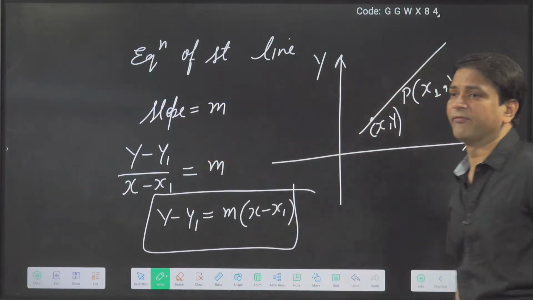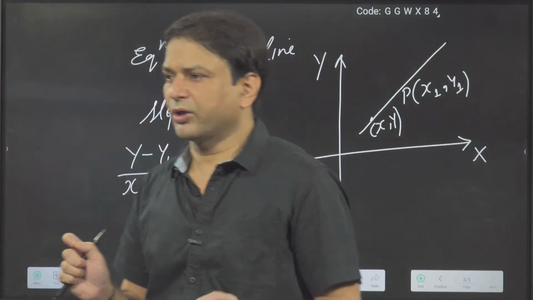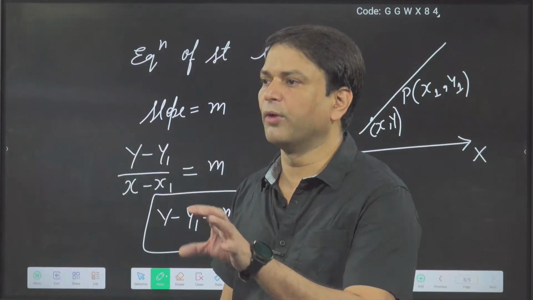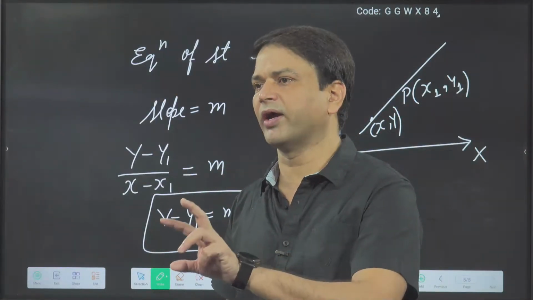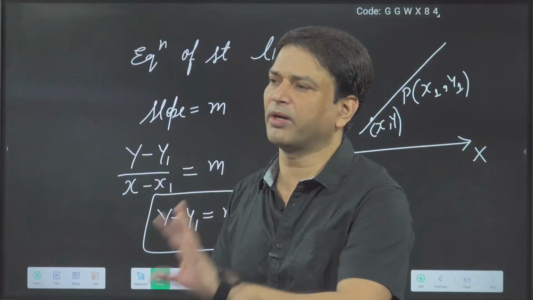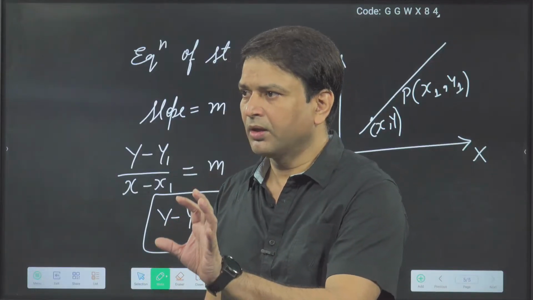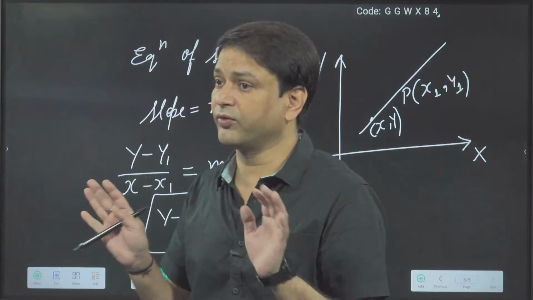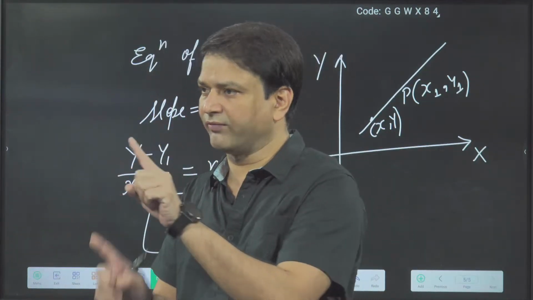Now everybody will remember this formula. The equation of a straight line which has the slope m, and is passing through the point x1 comma y1. Now what is the formula? y minus y1. y and x will be in the equation, while x1 and y1 we require, they will give the point.